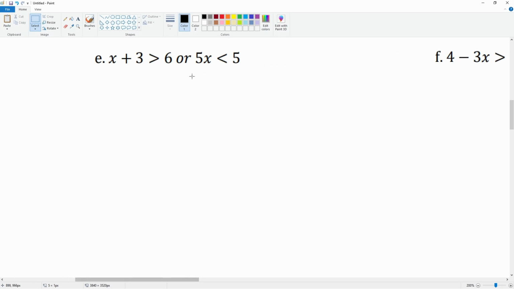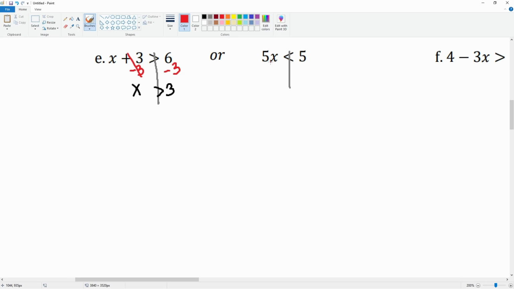Let's look at E here. It is an or, so we can treat them as 2 separate problems here. So the first one, it is x plus 3. It is greater than 6. So all we have to do here is subtract 3 from both sides. This cancels, just leaving you with an x. 6 minus 3 is 3. Bring down that inequality. Let's draw that bar down here.